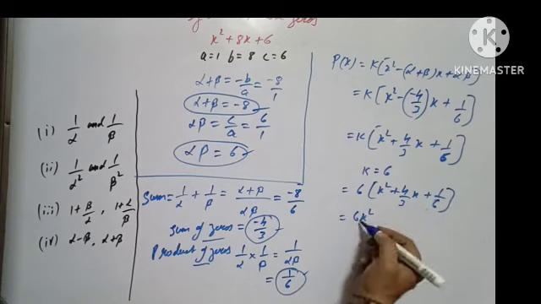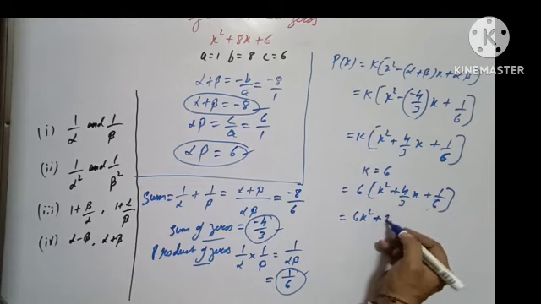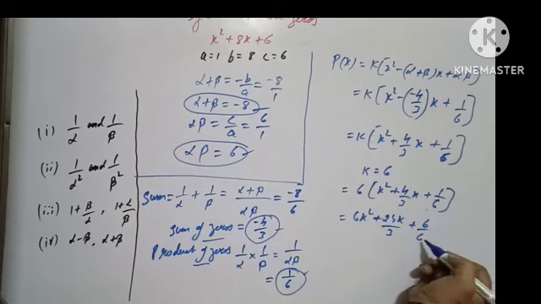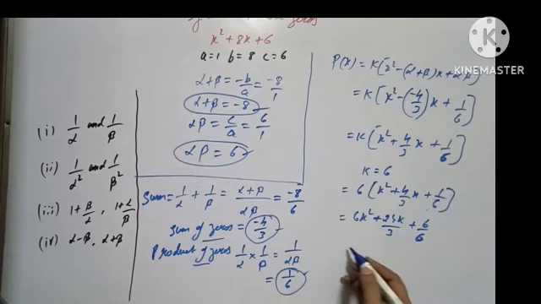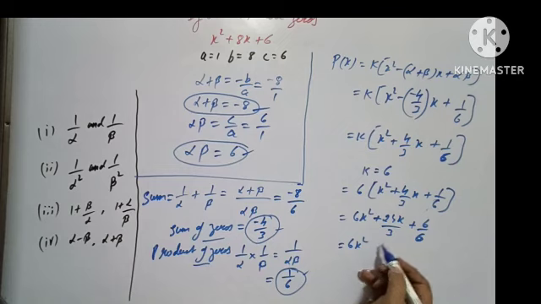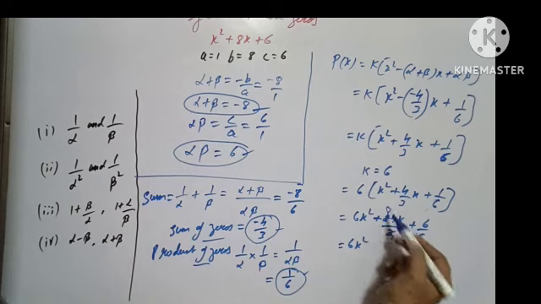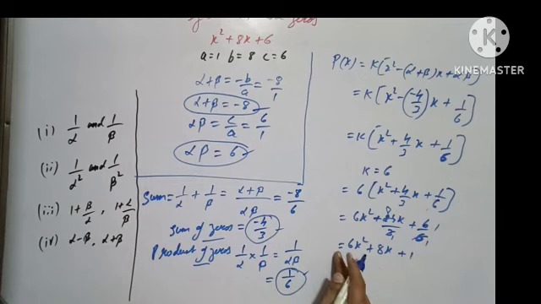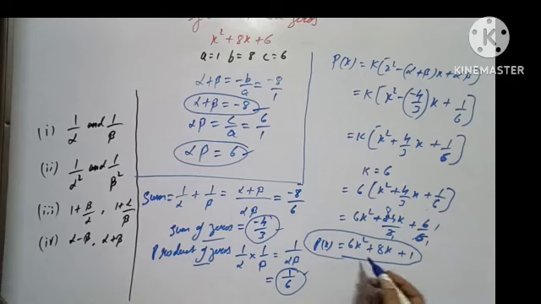6 into x square, 6x square plus 6 4s are 24x by 3 plus 6 1s are 6 by 6. Okay, 6x square, 3 8s are 24, plus 8x plus 6 1s are 6, 6 1s are 1. So the required polynomial p of x is 6x square plus 8x plus 1.